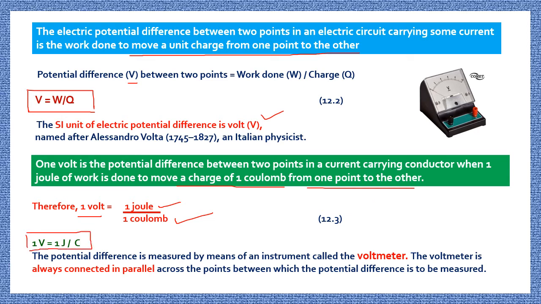The potential difference is measured by means of an instrument called voltmeter. Here you can see the voltmeter. The voltmeter is always connected in parallel. Very important point. If you remember, 2-3 slides back, I told you the ammeter is always connected in series while the voltmeter is always connected in parallel.